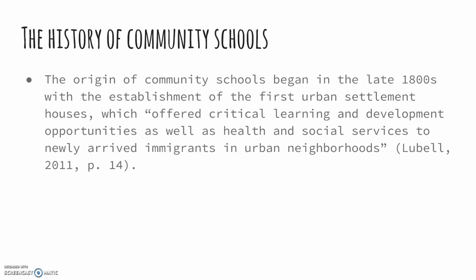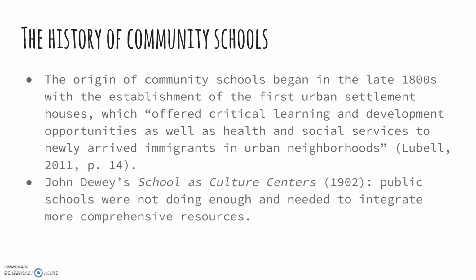So beginning in the late 1800s with the first urban settlement houses, they started little community centers there, which offered critical learning and development opportunities as well as health and social services. And this was specifically for newly arrived immigrants in urban neighborhoods. So they were attempting to teach children and provide them basic academic skills while also encouraging health and encouraging integration into American society. And John Dewey, of course, always going back to John Dewey, said all the way back in 1902 that public schools were not doing enough and needed to integrate more comprehensive resources to support our kids.